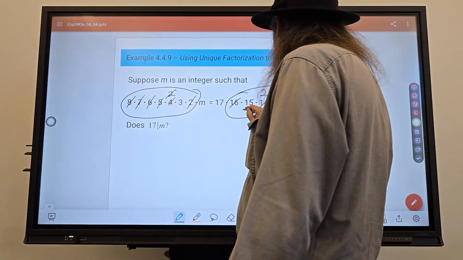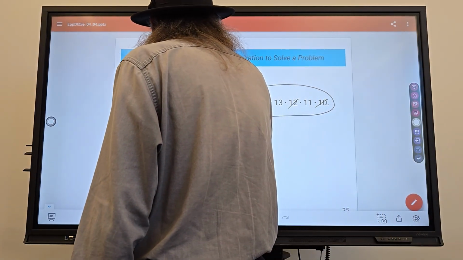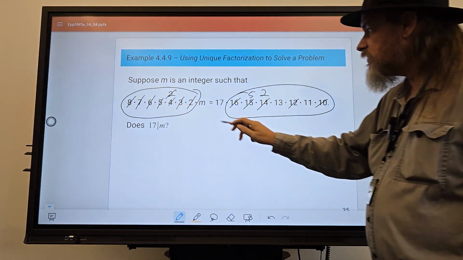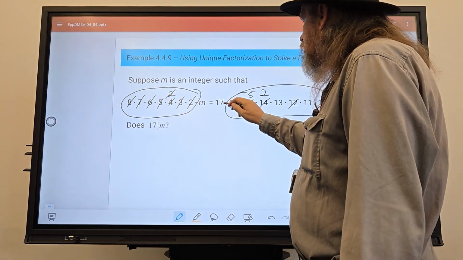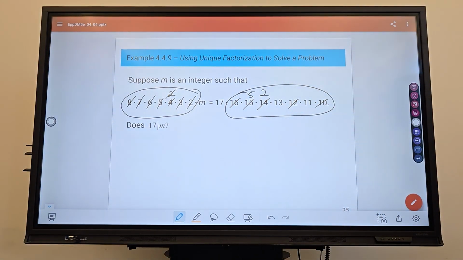And 5, and that gets rid of the 3. So yeah, these cancel out to 1. So m equals 17 times some integer. So yes, 17 does divide m.